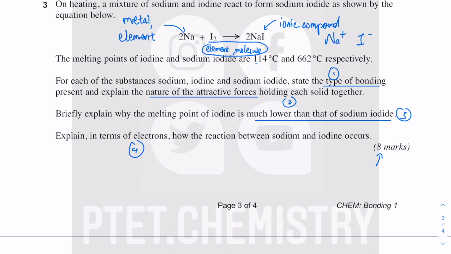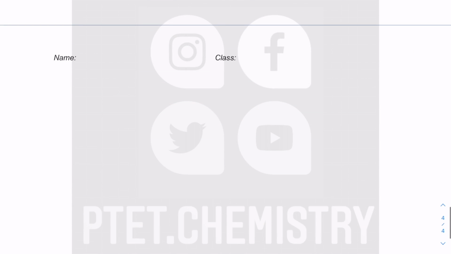Anyway, the melting point there is very low. Respectively means the first value belongs to the first one in the previous statement, and the second value belongs to the second one. So this is NaI, and this is referring to I2. So all the group 7 elements exist as Cl2, F2, Br2, I2, and so on. Okay, so let's get started. I've already broken it down into different sections, and this is what you do when you read a question. You break it down into things you can digest.